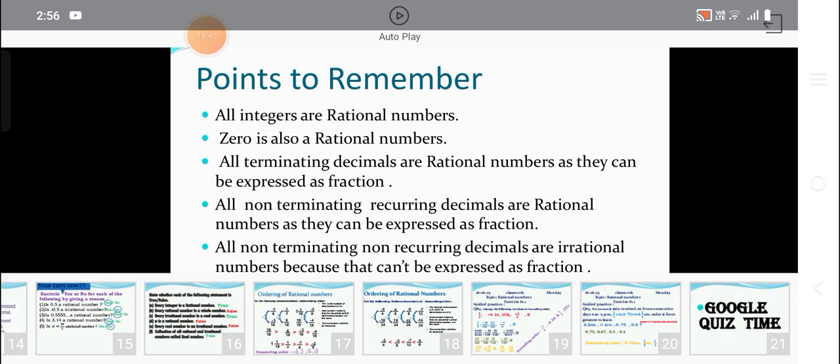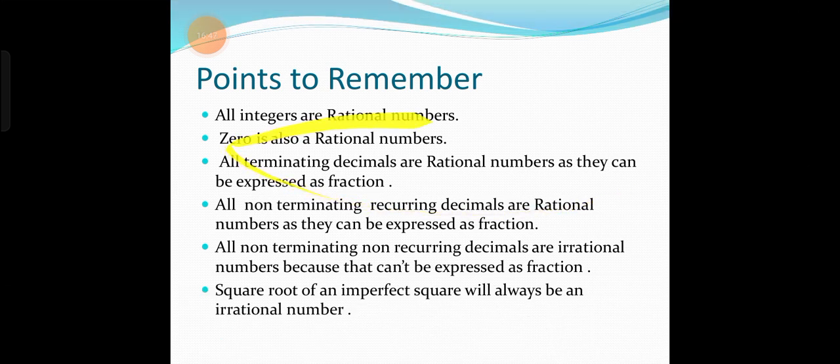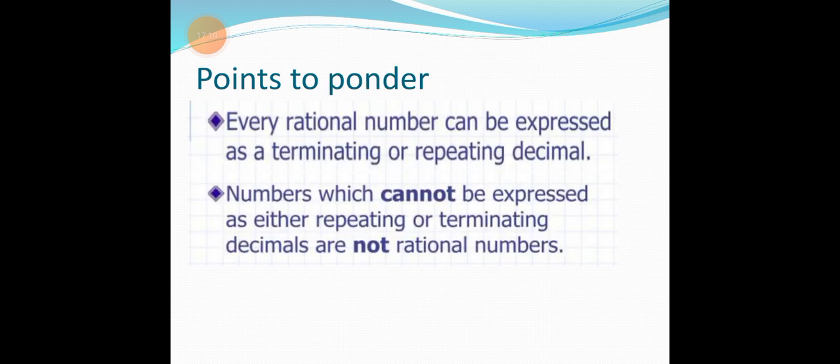Okay, so points to remember: all integers are rational numbers, 0 is also a rational number, all terminating decimals are rational numbers because they can be expressed as fractions, all non-terminating recurring decimals are rational numbers as they can be expressed as fractions, all non-terminating non-recurring decimals are irrational numbers because they can't be expressed as fractions, and the square root of an imperfect square will always be an irrational number. Points to ponder: every rational number can be expressed as a terminating or repeating decimal number, and numbers which cannot be expressed as either repeating or terminating decimals are not rational numbers.